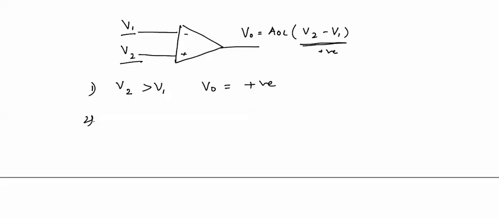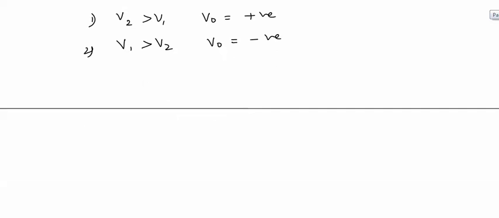If we have the second case that V1 is greater than V2, then this difference will be negative. If this difference is negative, voltage output V0 will be negative. So if the voltage at inverting input is greater than the voltage at non-inverting input, an operational amplifier will generate a negative voltage. Now we'll see some characteristics of operational amplifier which will be useful while analyzing the circuits.